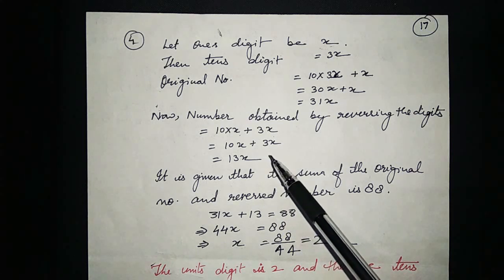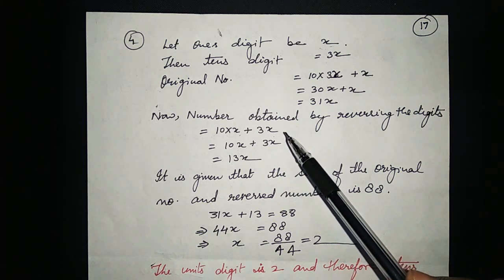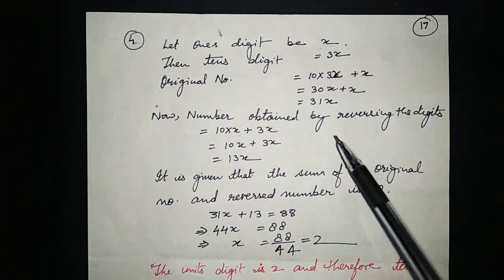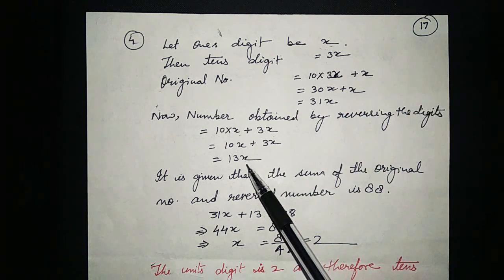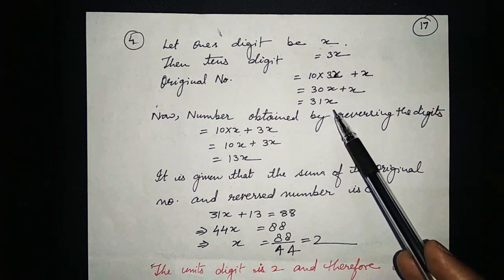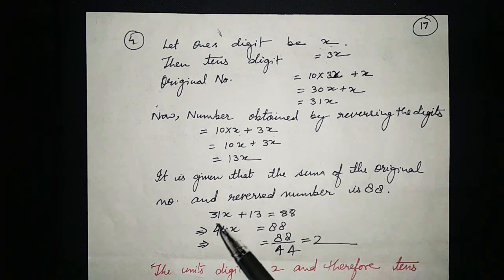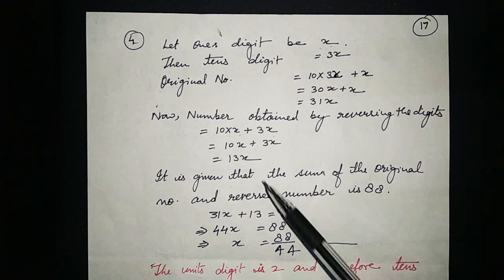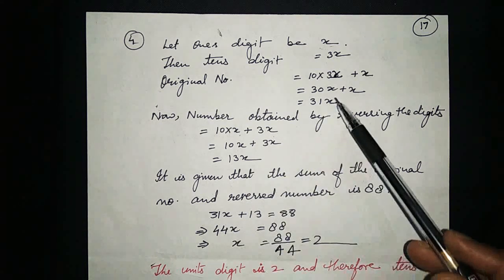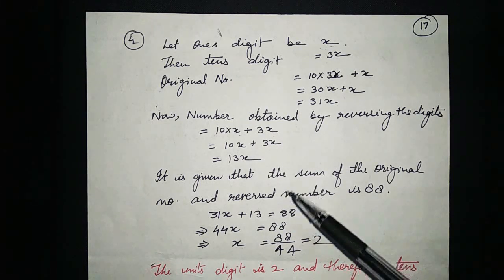Now see the question once again. Here, if you interchange the digits of this 2-digit number and add the resulting number to the original number. Here, the resulting number is 13x and the original number is 31x. So, you get 88. It is given in the question that the sum of the original number and the reverse number is 88. So your equation will be 31x plus 13x is equal to 88.